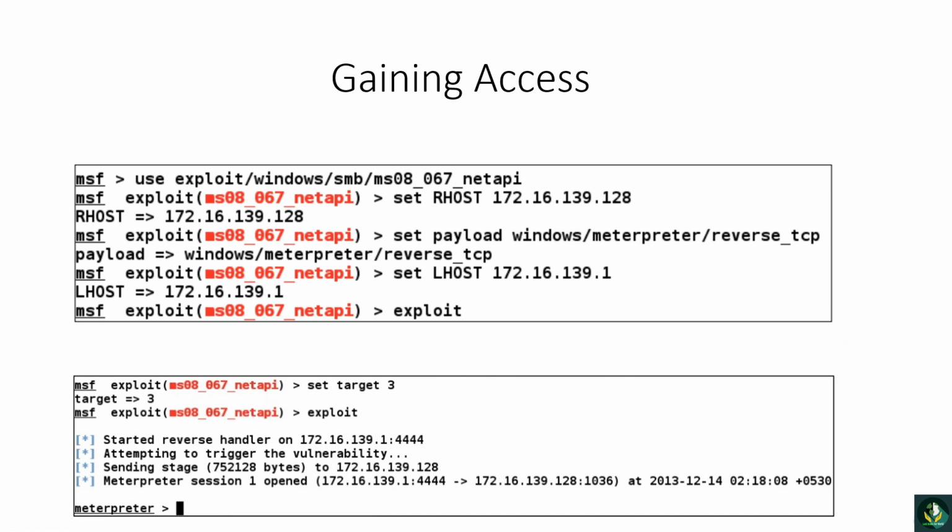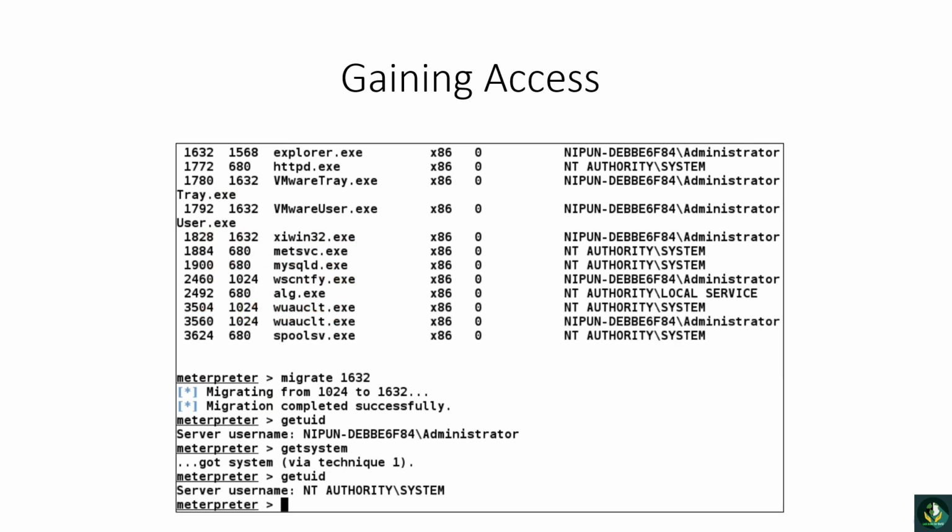So the first thing to do once we have gained access to the target system is to grant the highest possible privilege to our user. To do this, we will jump into explorer.exe. As you can see, we find the process ID and use the migrate command in Metasploit to switch to it. Then we will elevate the privilege by using the getsystem command.